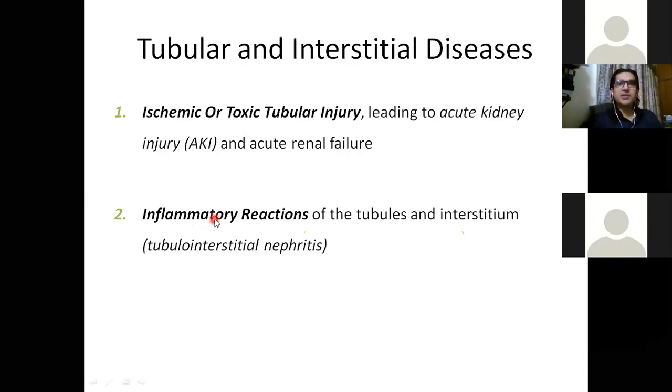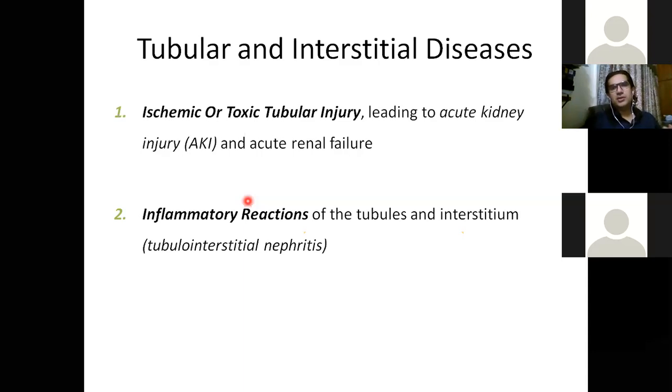Now, the second kind of problem that can occur in the tubulointerstitial diseases is inflammatory reactions in the interstitium, right? And these inflammatory reactions can be acute and they can be chronic, right? Although in tubulointerstitial diseases, histology is not mandatory for the diagnosis. All these things can be diagnosed clinically. So the biopsy is not needed, except in the transplant situations.